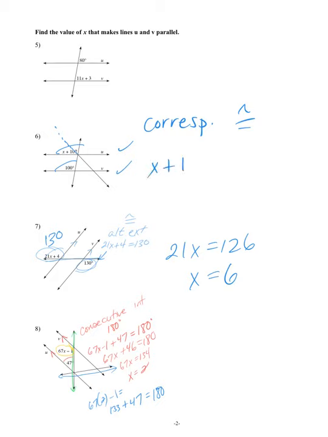x plus 107 equals 100. And so you subtract. So x is going to equal negative 7. Corresponding. Wait. Oh, I meant does say corresponding. So since they're congruent, you set them equal to each other and solve for x.